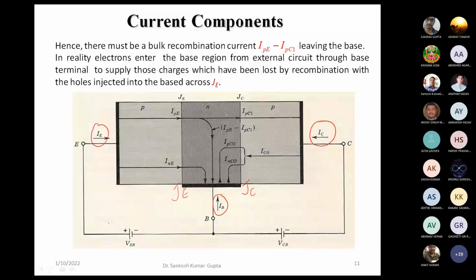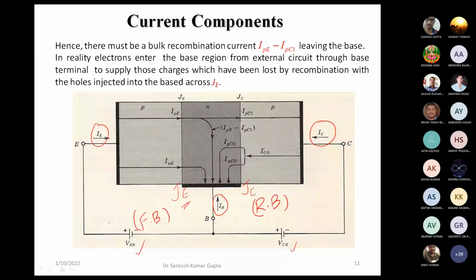Just starting from the emitter junction. Before proceeding, let us see the kind of biasing applied here, which makes this transistor operate in normal operation mode. That is, the emitter junction is forward biased, and this collector junction is reverse biased.